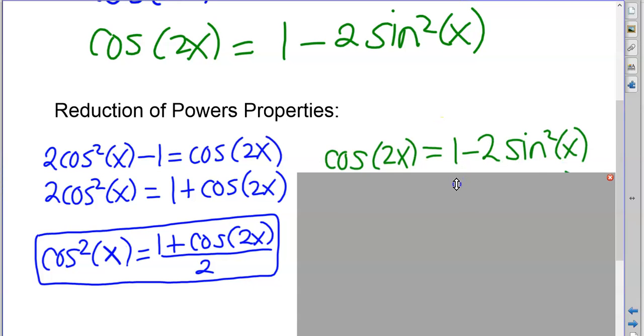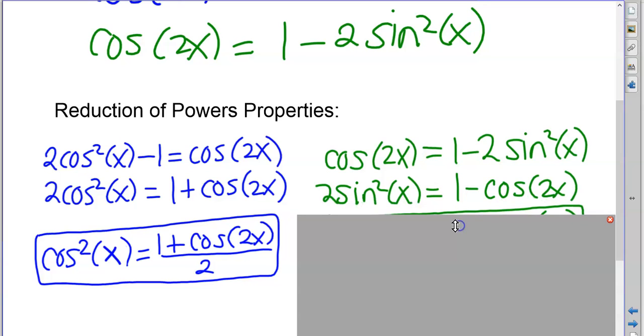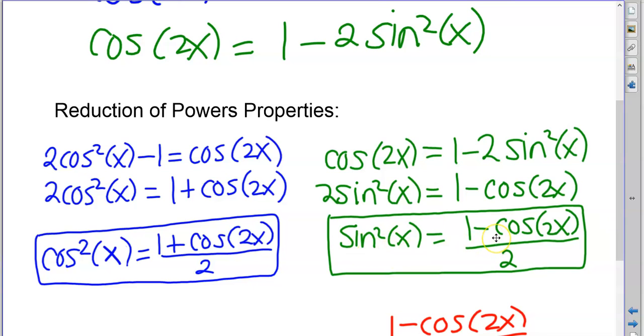I wrote down the original equation, and then I did an addition. I added 2 sine squared of x to both sides of the equation, which eliminates it on the right-hand side and adds it to the left-hand side. Then I subtracted cosine of 2x from both sides, which eliminates it on the left-hand side and subtracts it on the right-hand side. Okay, so these two equations are equivalent, and then all I have to do for my third step is just divide by 2.